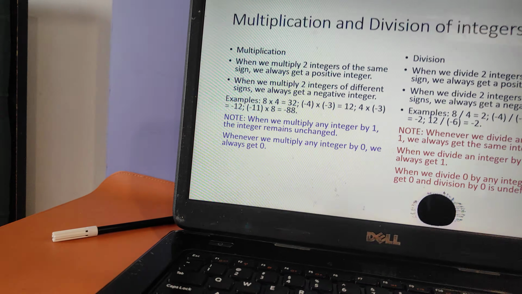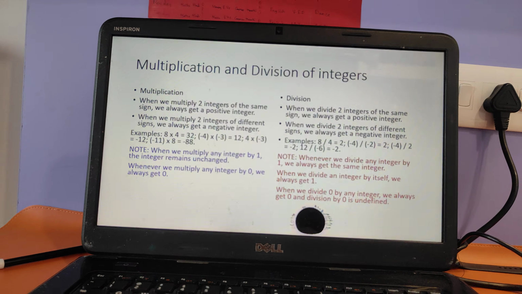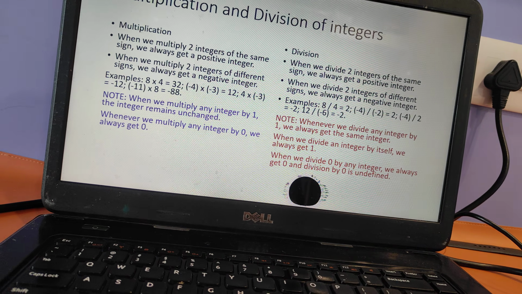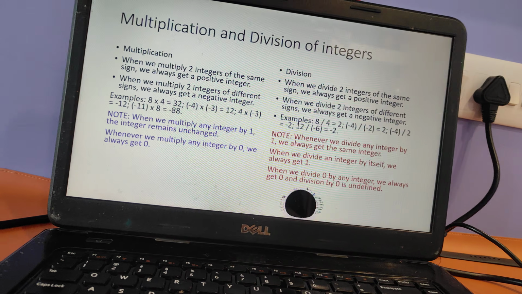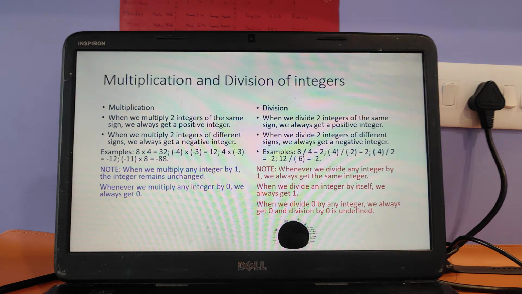And that is, if you multiply two integers of the same sign, we always get a positive integer. Yes. 8 4s are 32. Minus 8 into minus 4 also gives you 32. When we multiply two integers of different signs, we always get a negative integer.